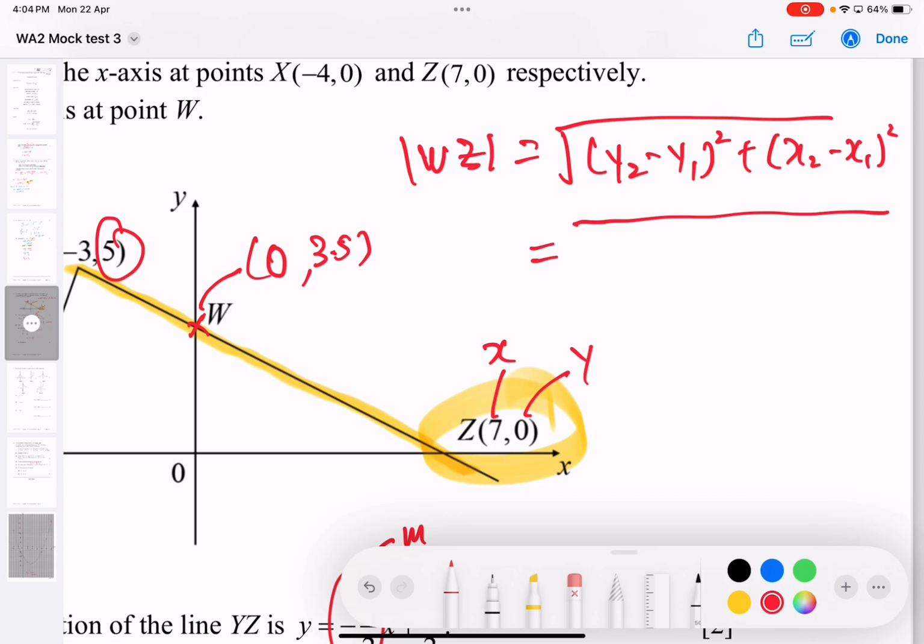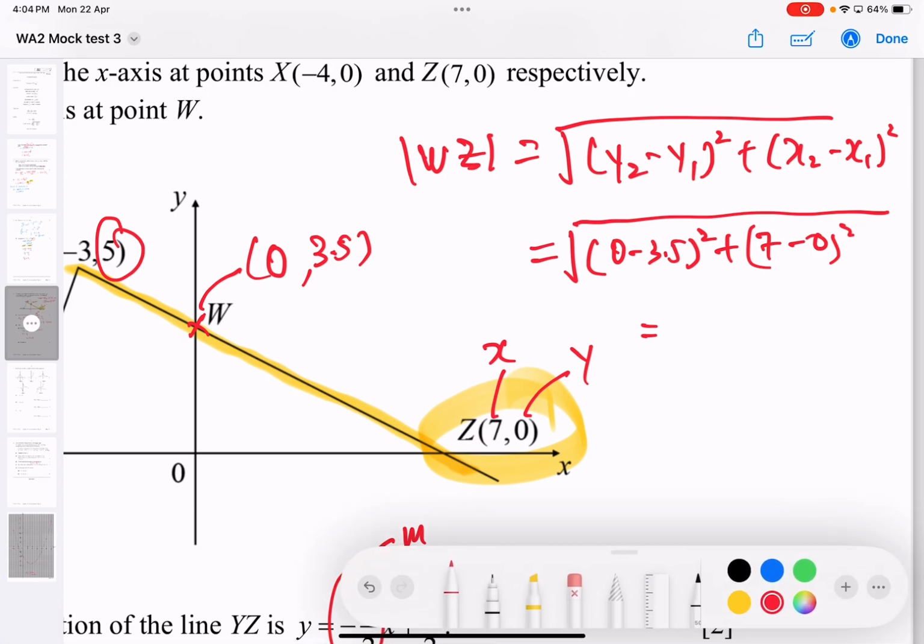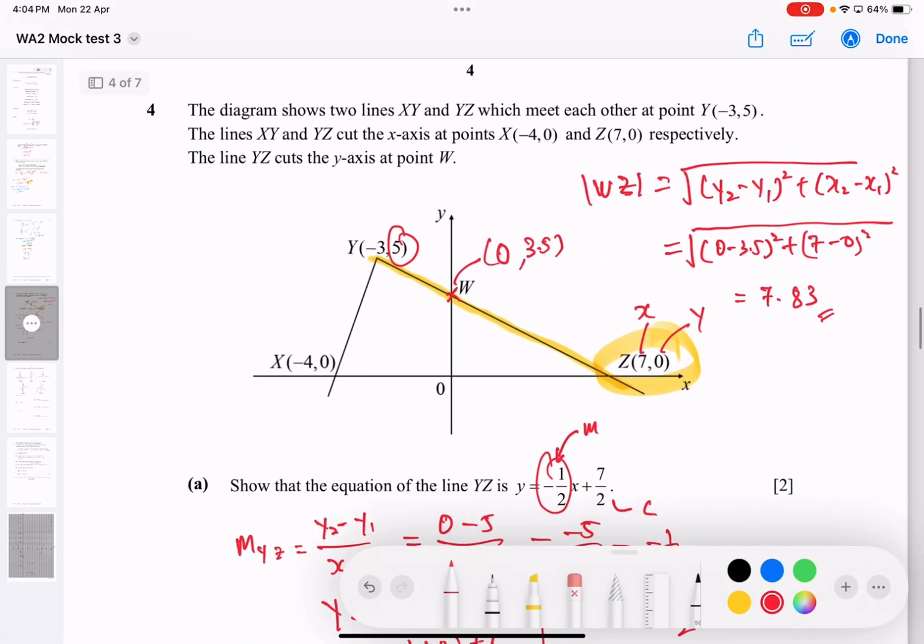So when you substitute this in, you just need to enter this in your calculator: 0 minus 3.5 squared plus 7 minus 0 squared. So you enter in the calculator 3.5 squared plus 7 squared. You square root it, you're going to get 7.83. Leave your answer to 3 sig fig. Do not leave your answer as a surd, unless you are doing intermediate working. If it's the final answer, then leave it to 3 sig fig. Alright, so that's it for coordinate geometry.